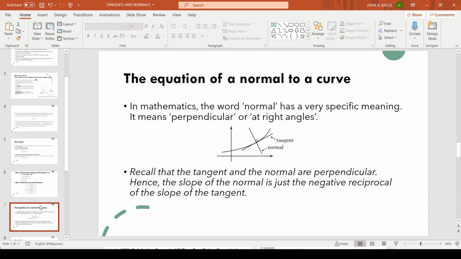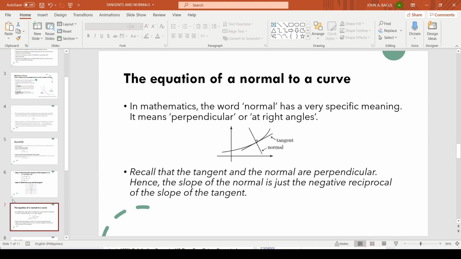Alright, so next is the equation of a normal to a curve. So in mathematics, the word normal has a very specific meaning. It means perpendicular or at right angles. Okay? So not the normal that we know in everyday life. Normal here in mathematics is perpendicular or at right angles. So with that being said, as I've said earlier, the slope of the normal equation is just the negative reciprocal of the slope of the tangent.